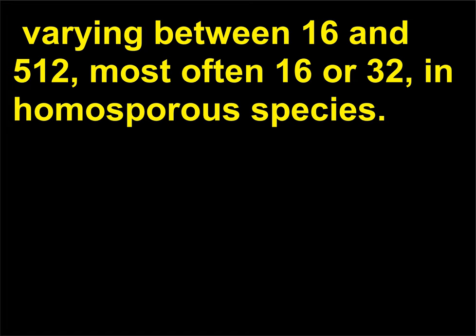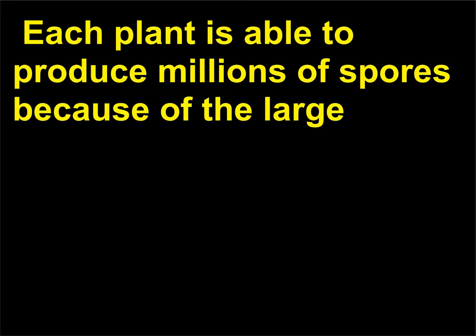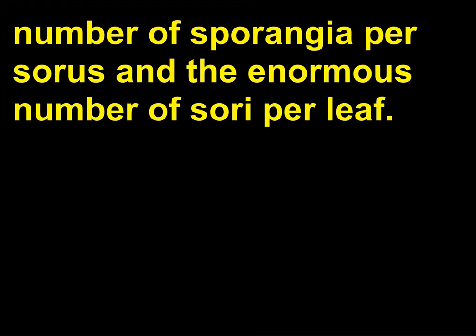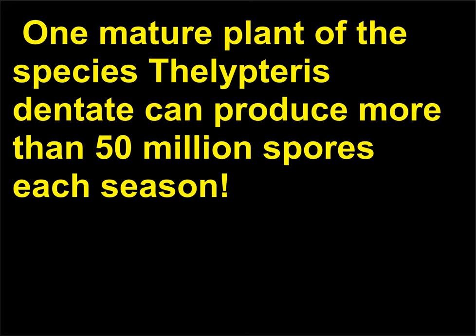varying between 16 and 512, most often 16 or 32, in homosporous species. Each plant is able to produce millions of spores because of the large number of sporangia per sorus and the enormous number of sori per leaf. One mature plant of the species Thelypteris dentata can produce more than 50 million spores each season.